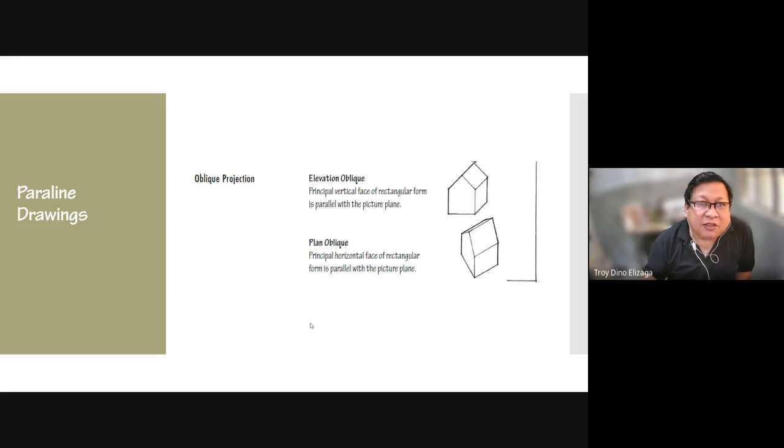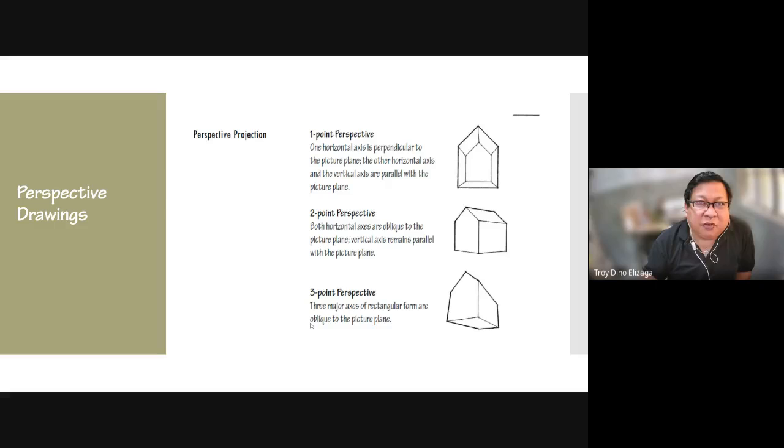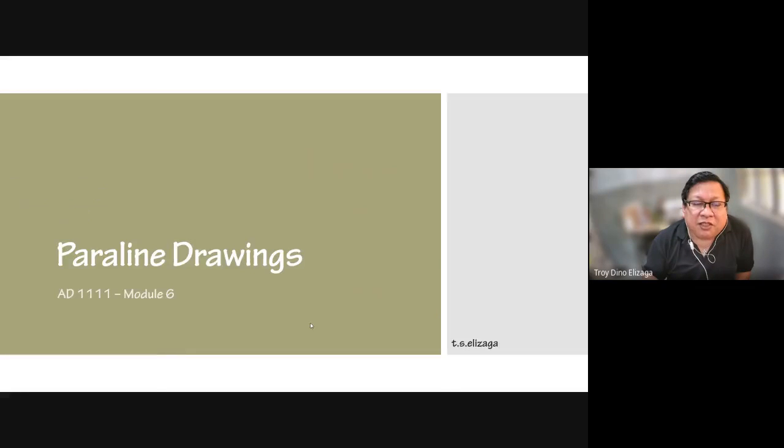The last drawing system is called perspective drawing, which is not covered in our course, AD1111. And I think from the old curriculum, this is in graphics 2 perspective. So let's go directly to paraline drawings.